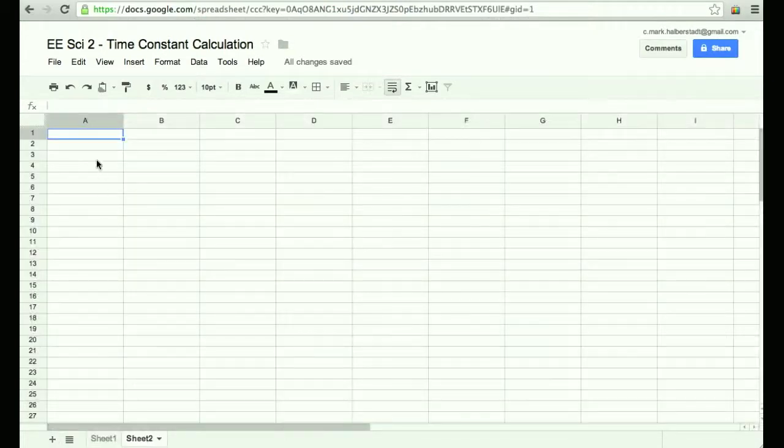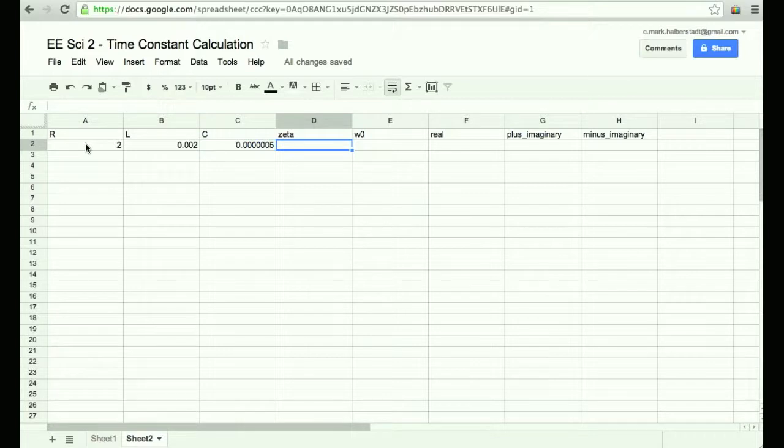So resistor, inductor, capacitor, zeta, omega naught, and then we'll just say real part, imaginary part, or how about this, plus imaginary part and minus imaginary part. Okay, so resistor is 2, inductor was 2 millihenries, capacitor was half a microfarad. So zeta is always equal to, omega naught first, right?